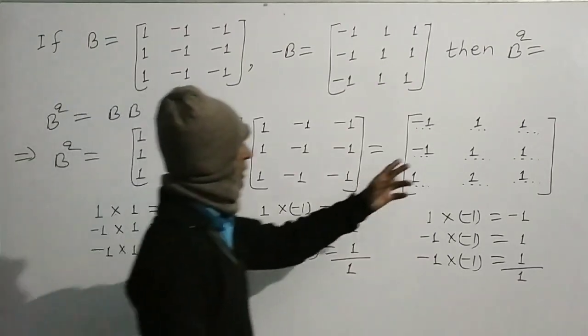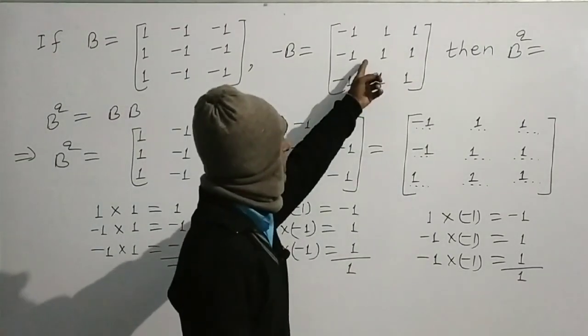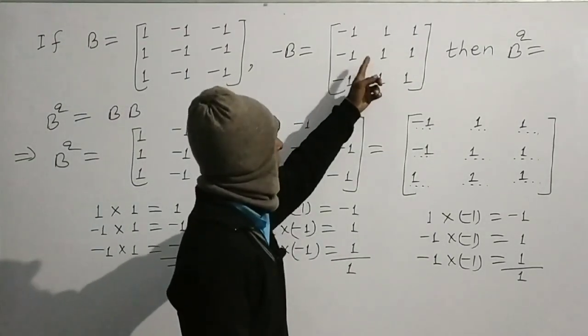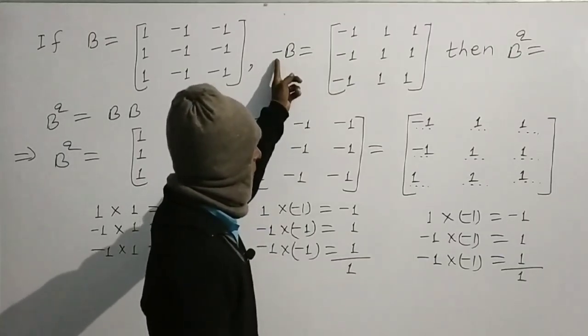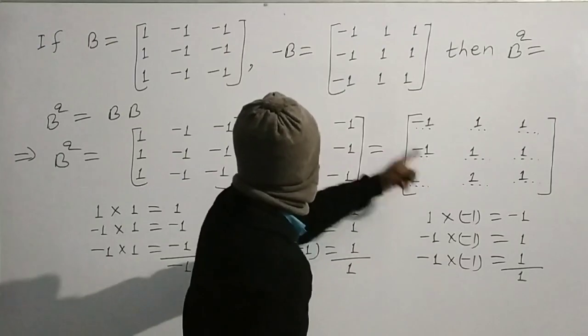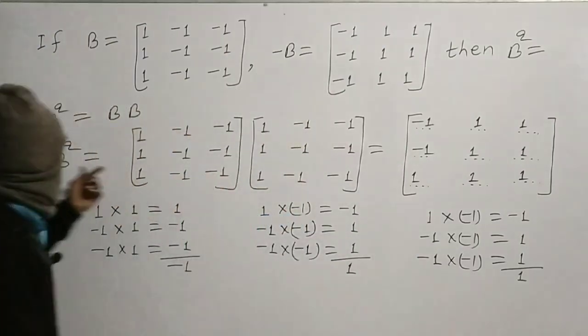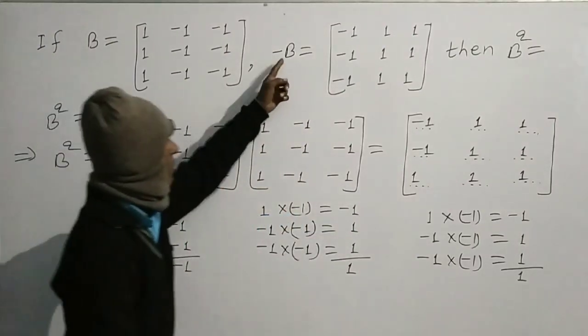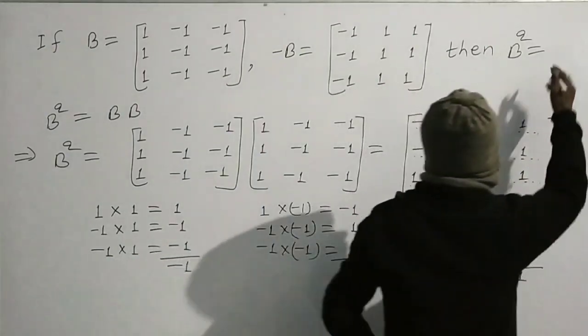We see that this matrix is the same as this, and this is equal to minus B. Therefore, this matrix is minus B. That means B square is equal to minus B.